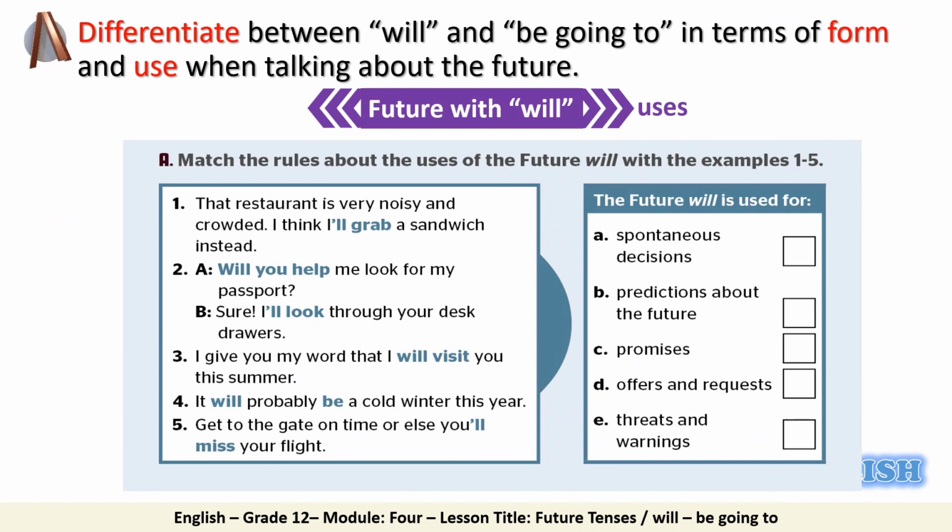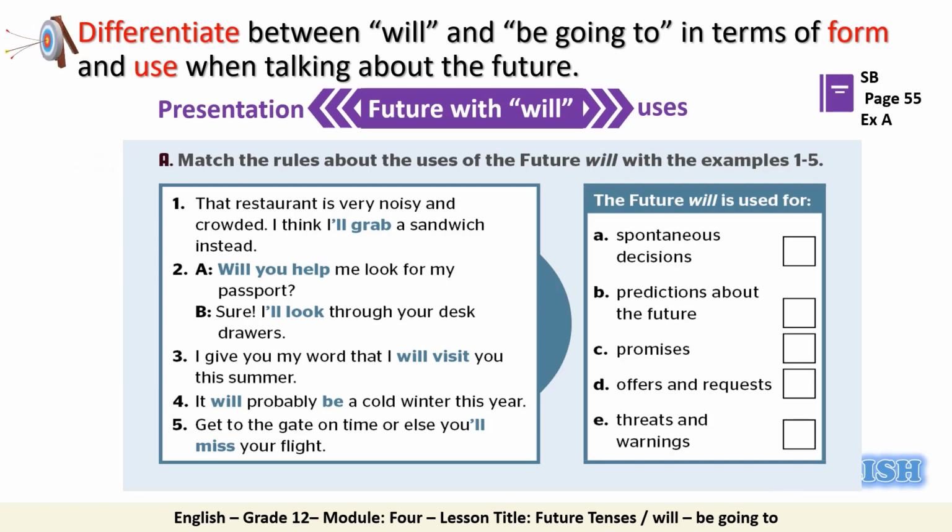After we finish with the forms, we move to the uses of the future with will. For this, we will do activity A in your student's book, page 55. So please pause this video here and match the sentences 1 to 5 with the uses A to E.